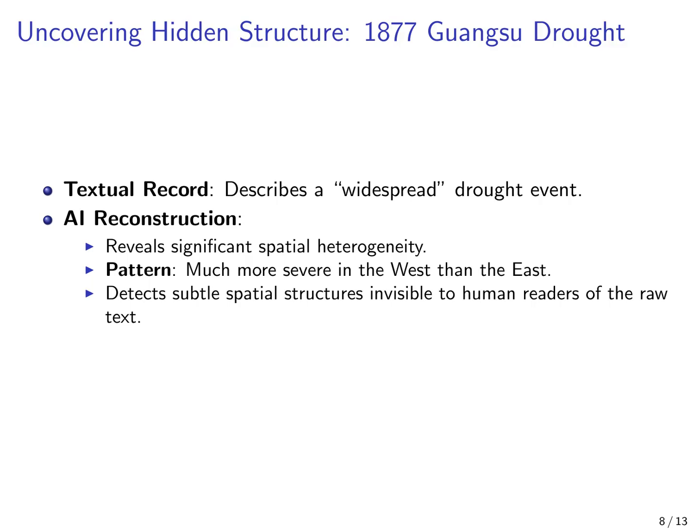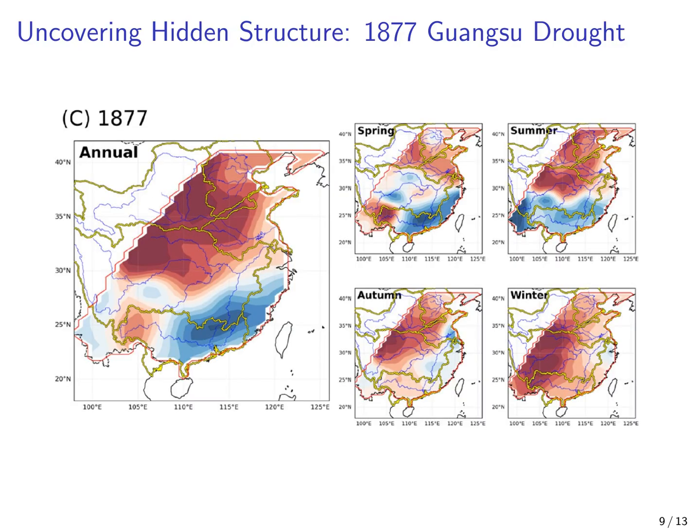And this is where the model really starts to show its power to uncover things we didn't know. The Guangzhou drought of 1877. The texts just talk about a widespread drought, but the model reveals this really interesting heterogeneous pattern. It was much worse in the west than it was in the east. See that west-heavy, east-light structure? That's a subtle spatial pattern that you'd completely miss just by reading the chronicles. The AI is finding structure in the data that wasn't obvious to human readers.